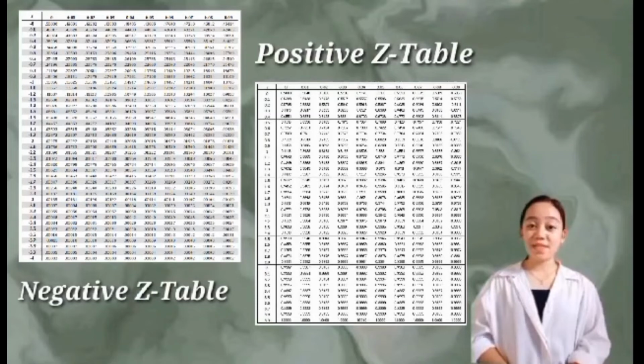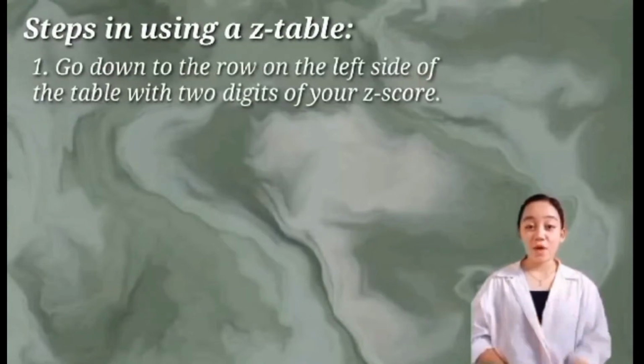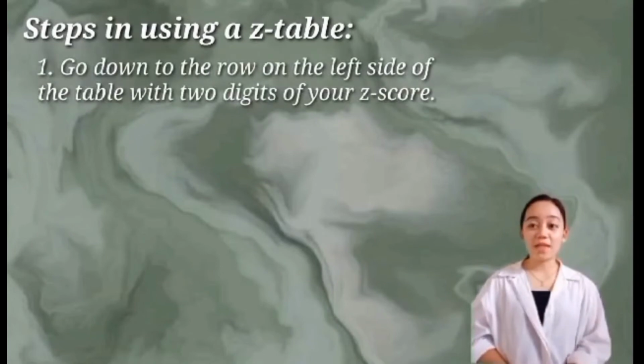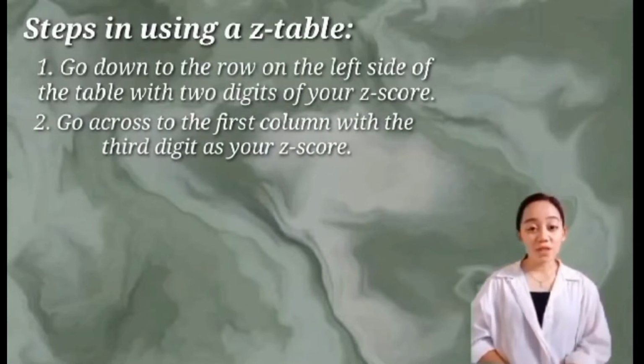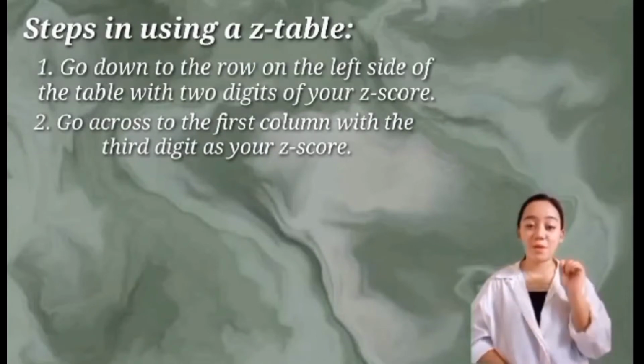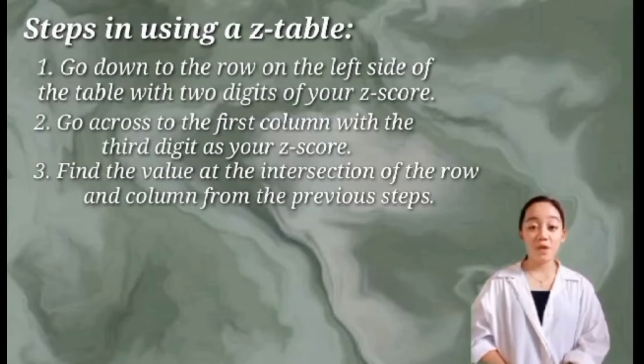So how to use the z-table? Step number 1. Go down to the row on the left side of the table with the first 2 digits of your z-score. Step 2. Go across to the first column with the third digit of your z-score. Step number 3. Find the value at the intersection of the row and column from the previous steps.